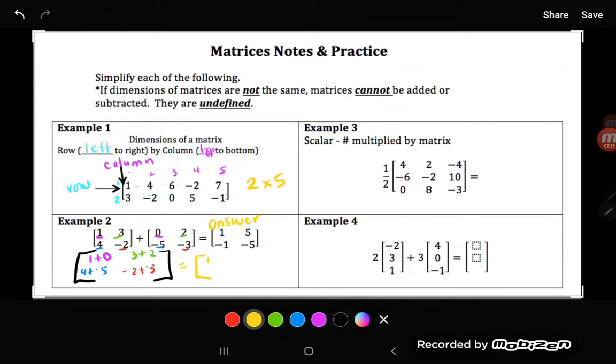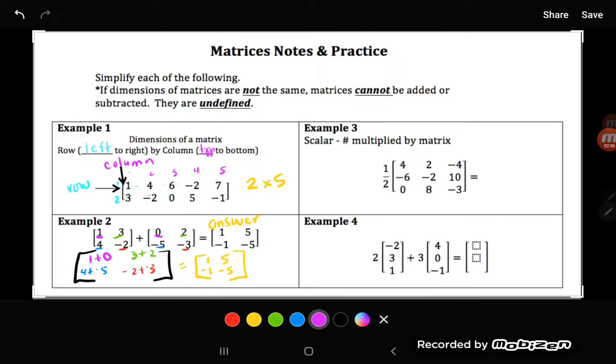1 plus 0 is 1. 3 plus 2 is 5. 4 plus a negative 5 is a negative 1. And finally, negative 2 plus negative 3 gives you a negative 5. So for example 2, when you add matrix A to matrix B, you get 1, 5, negative 1, and negative 5.